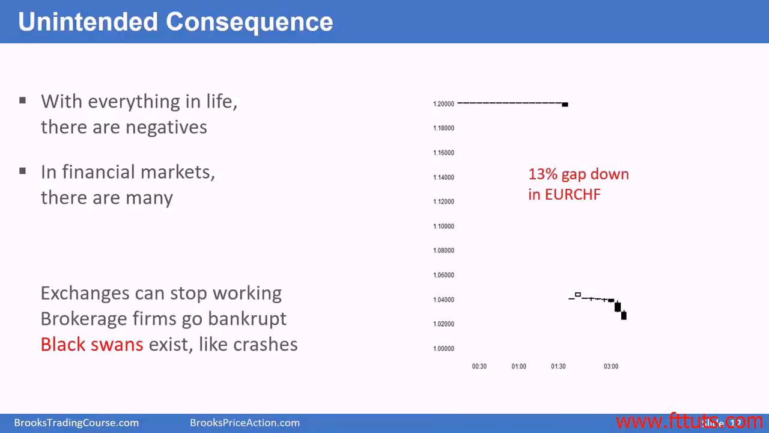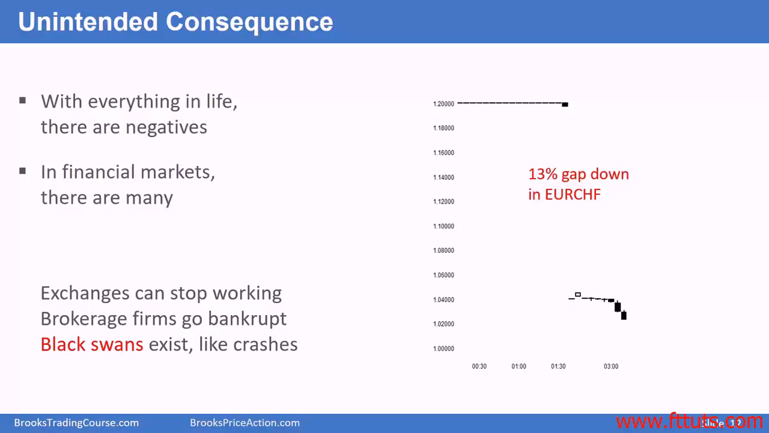For example, this is the euro versus the Swiss franc forex market, and look at this. The market is trading up here at 1.2, and then it's trading down here at 1.0400, a 13% gap in the currency between this trade and that trade. So this is an example of a black swan, of an extremely low probability event, an event that a lot of people say is impossible, cannot happen. There's no way the euro versus the Swiss franc can drop 13% overnight like that. But stuff happens.